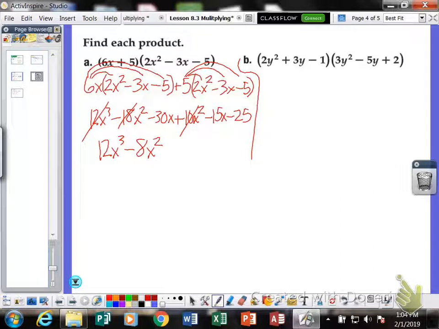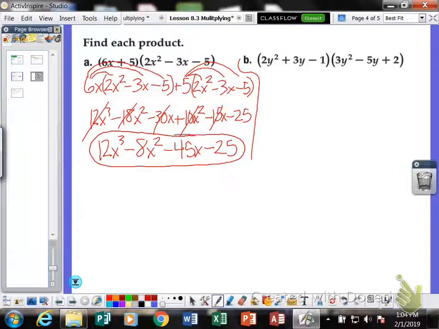I have a negative 30x and a minus 15x. It's going to give me negative 45x. Cross them off, I'm done with them, and all I have left is negative 25. Can't combine that with anything, so I get my final answer of 12x cubed minus 8x squared minus 45x minus 25.